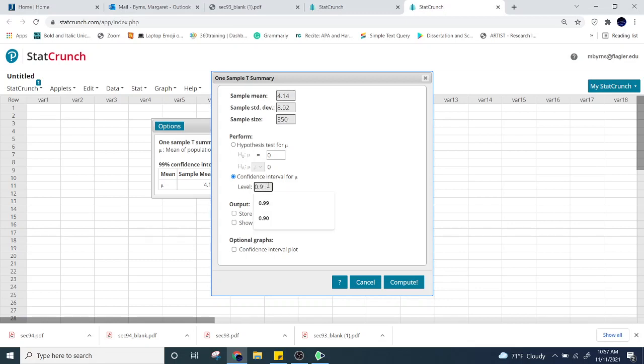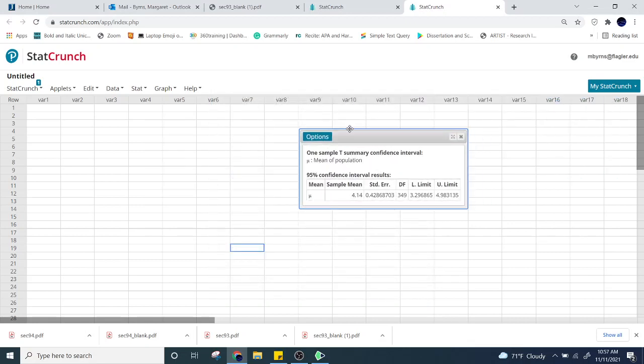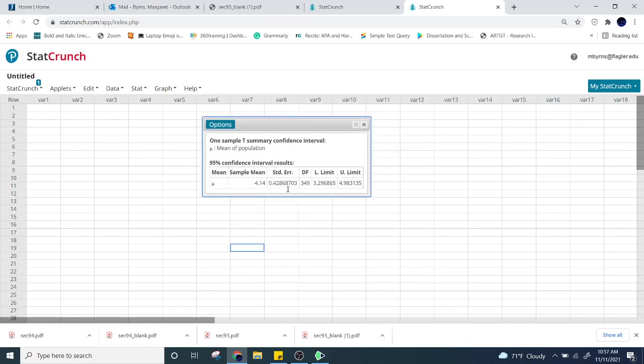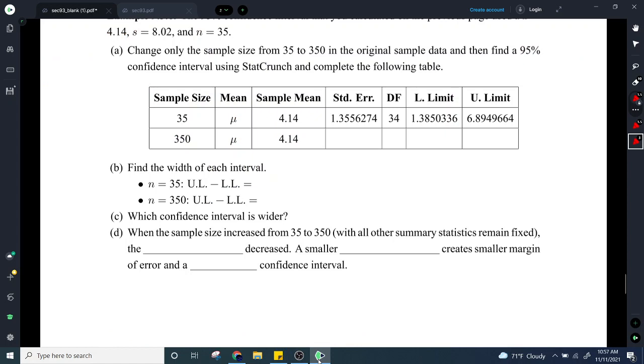I'm going to go back to a 95% confidence interval, and let's get our data for that. Sample mean is still 4.14. Notice my standard error went way down. It obviously should, right? Larger sample size means smaller standard error. So I've got 0.429, it looks like. Let's put that in here. So my standard error is 0.429.